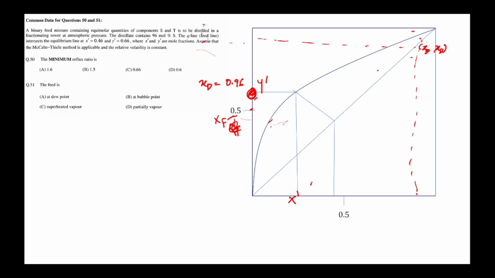Assume the McCabe-Thiele method is applicable and the relative volatility is constant. For the minimum reflux ratio, we know there is a straightforward formula: xd minus y dash upon y dash minus x dash. So xd is 0.96 minus y dash, which is 0.66, upon 0.66 minus 0.46. So just calculate and that will be your answer.